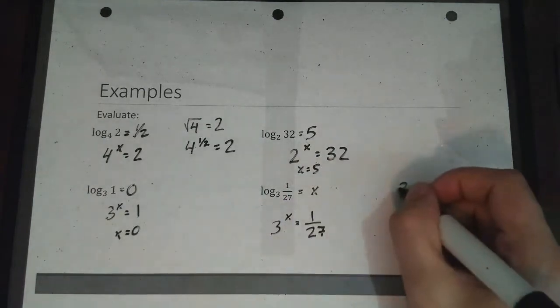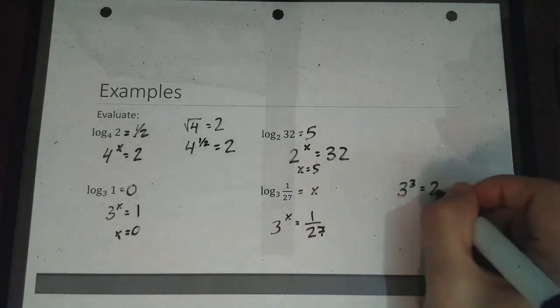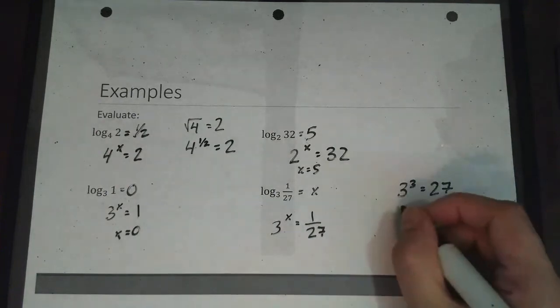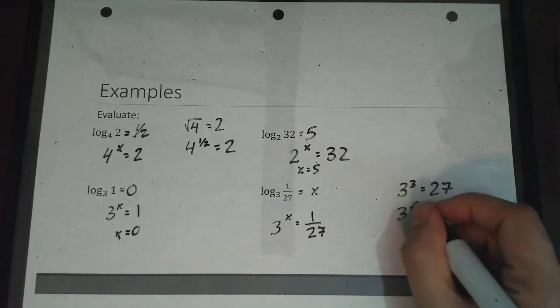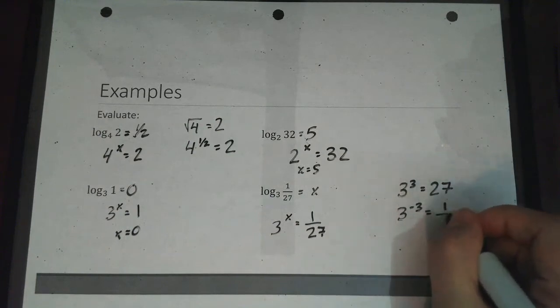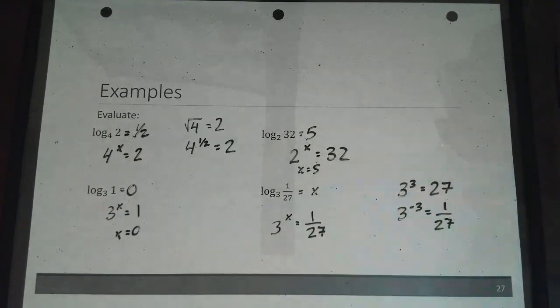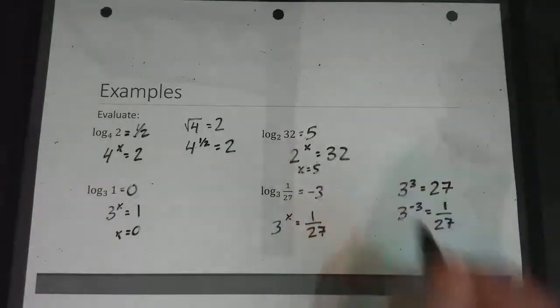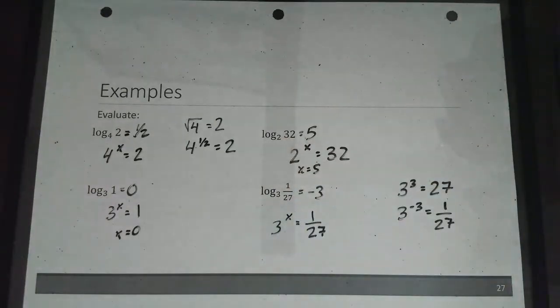Well, I know that 3 cubed is 27, but I don't want that 27 in the numerator. I want it in the denominator. So to move it to the denominator, I can make that exponent negative. So 3 to the negative third power is 1/27. I want my exponent, x, to be a negative 3. So we get log base 3 of 1/27 is equal to negative 3.